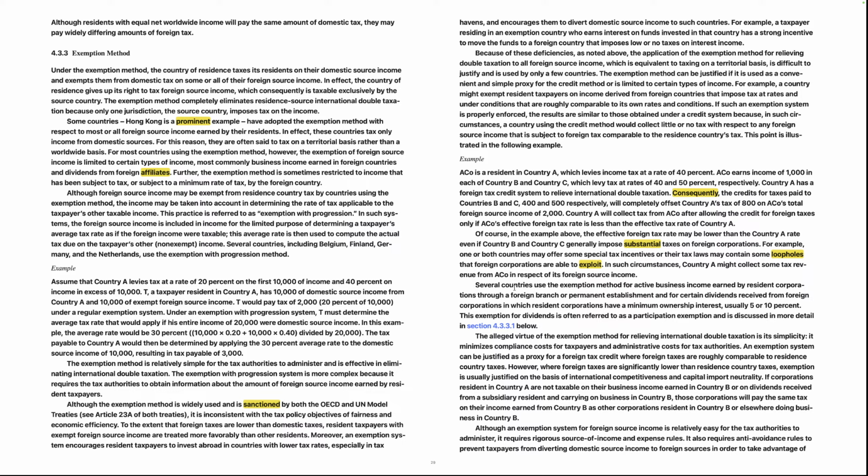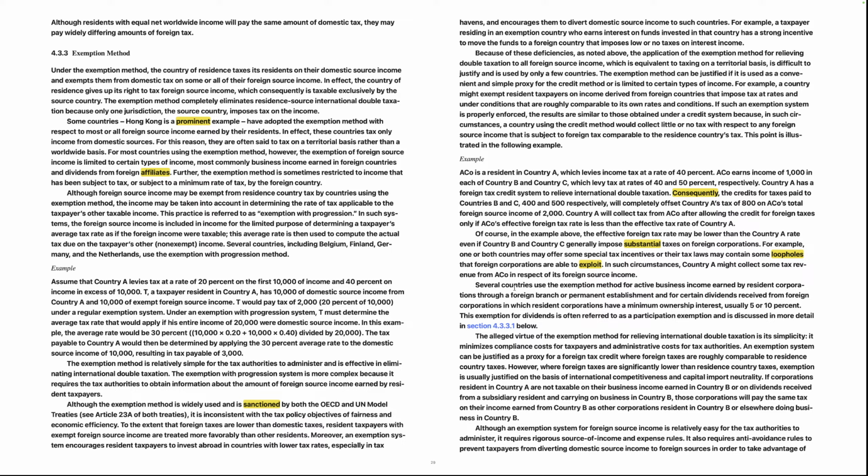Several countries use the exemption method for active business income earned by resident corporations through a foreign branch or permanent establishment, and for certain dividends received from foreign corporations in which resident corporations have a minimum ownership interest, usually 5 or 10%. This exception for dividends is often referred to as participation exception and is discussed in more detail in section 4.